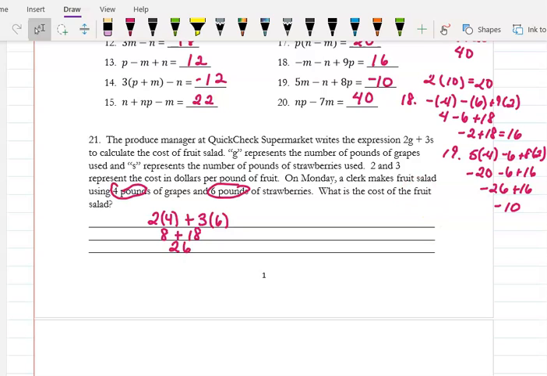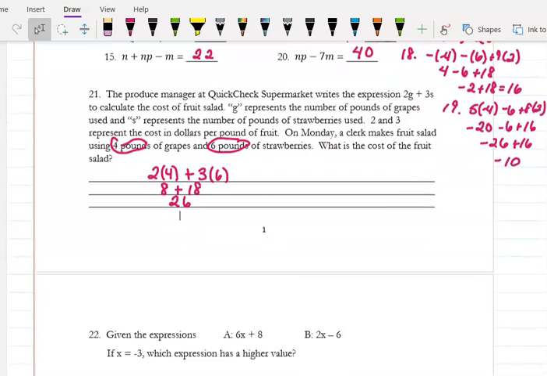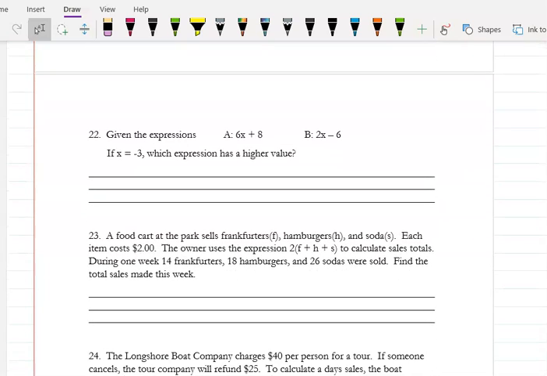Okay, moving on. See, that wasn't so hard. You saw words, got scared, but that was nothing.